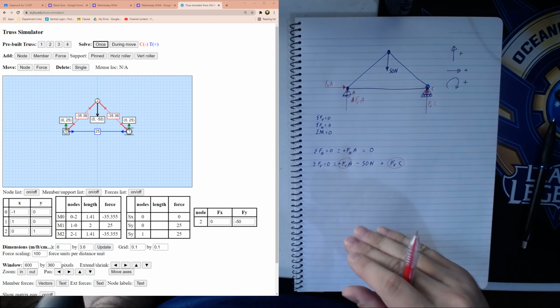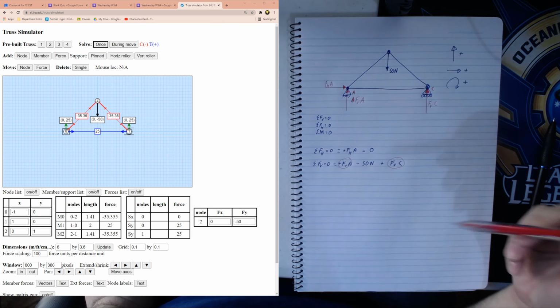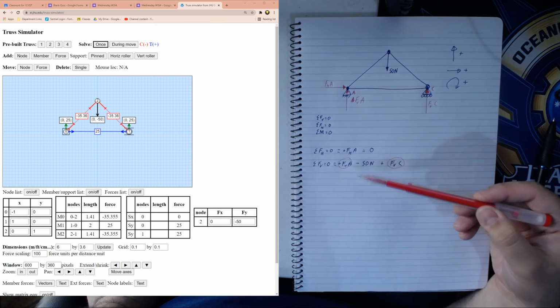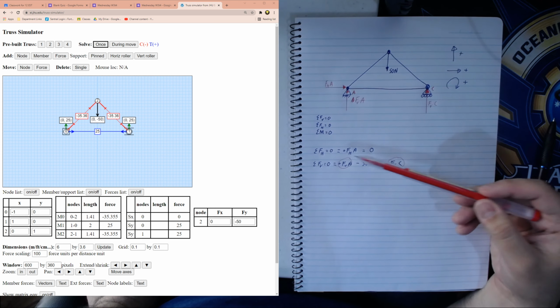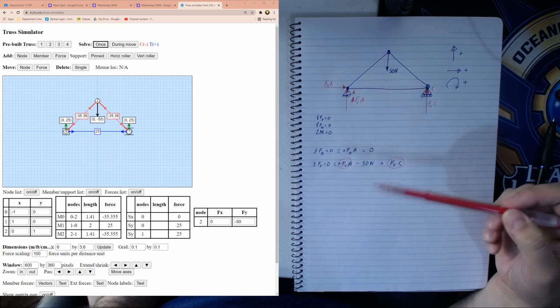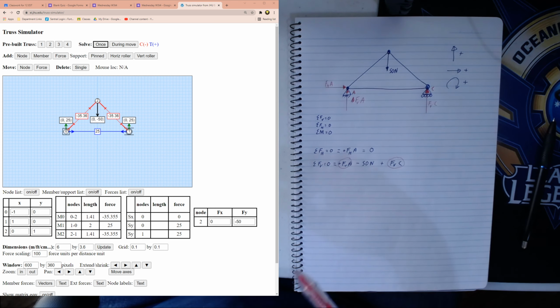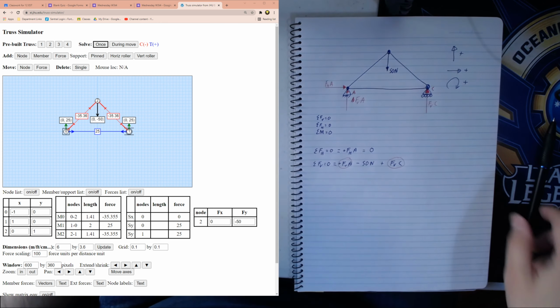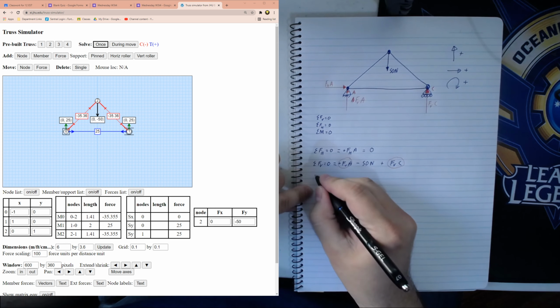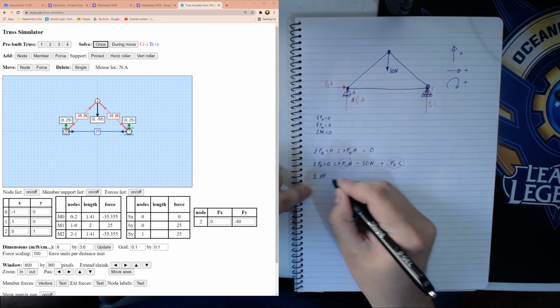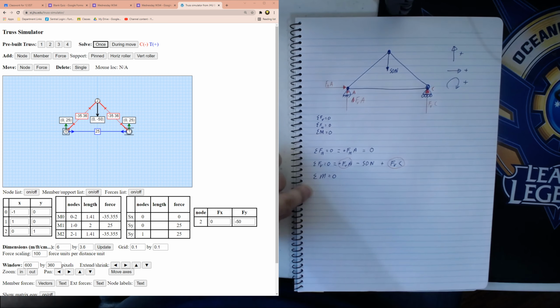So if you find some other relationship between these two forces, like if you have something with force horizontal, you can use simultaneous equations to solve it. But let's go even simpler than that. We can use our third equation over here. So we're going to use our sum of all moments equals 0.